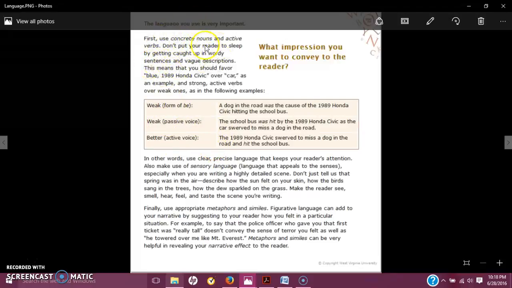Concrete nouns, the second part of the language description, basically just means specific details. So tangible items. Instead of saying car or motorcycle or something generic like beverage, what specifically? Blue 1989 Honda Civic would be a much better description than just car. What type of beverage, quote unquote, okay? Think about brand names. You can put those in your paper. Think about television titles, basically as much flavor and spice as you can manage.